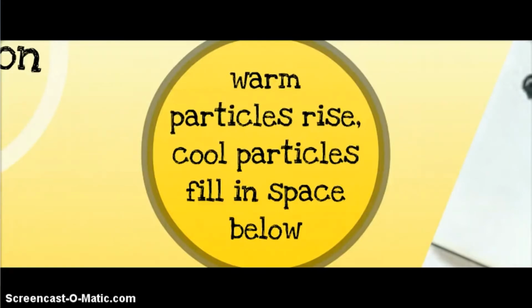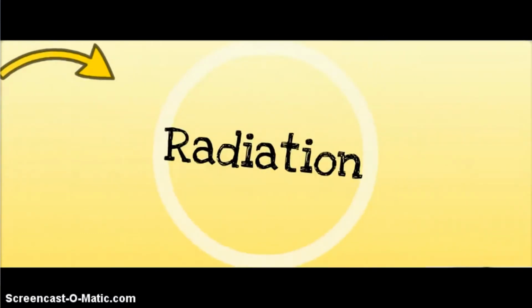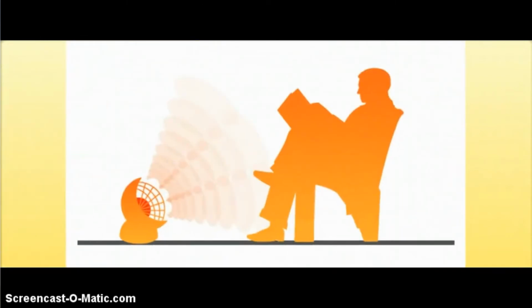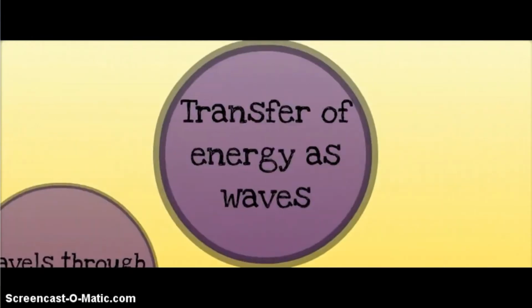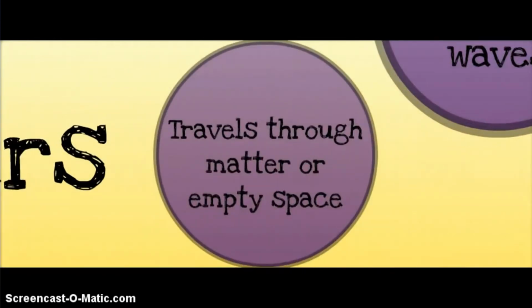All right, the third energy transfer we're going to discuss is radiation. Take a look at the picture and decide what you think radiation means. It is a transfer of energy as waves, and it travels through matter or empty space. So radiation, what we usually think about is the sun. The earth is warm because the rays from the sun are traveling through matter and casting the heat to the earth. So let's take a look at one more picture.